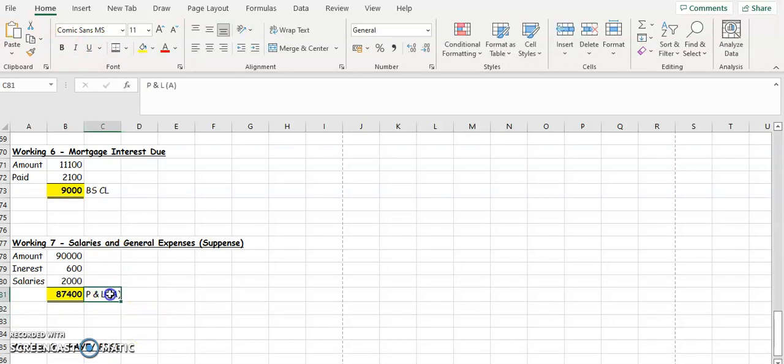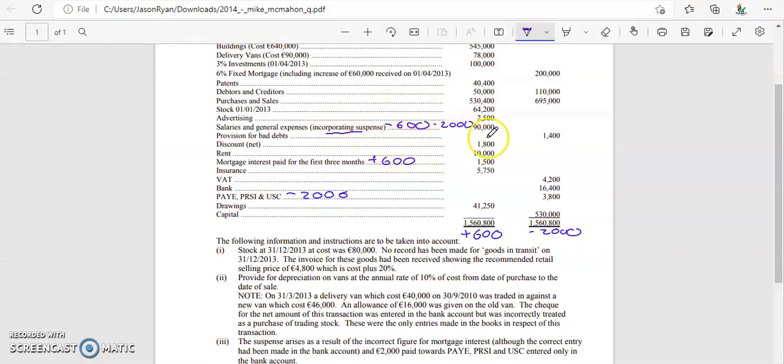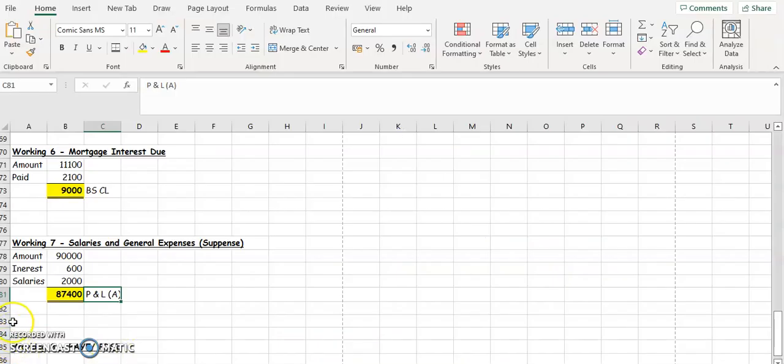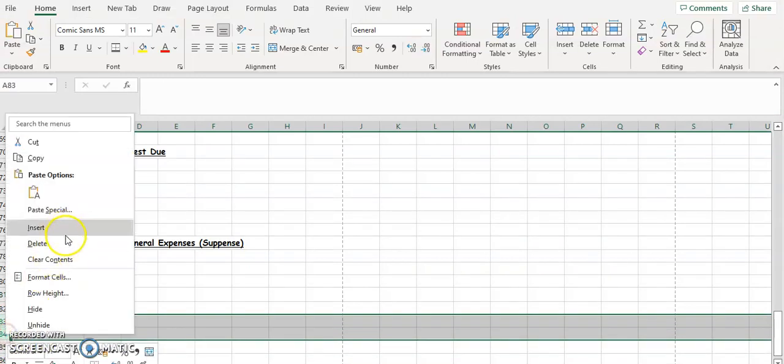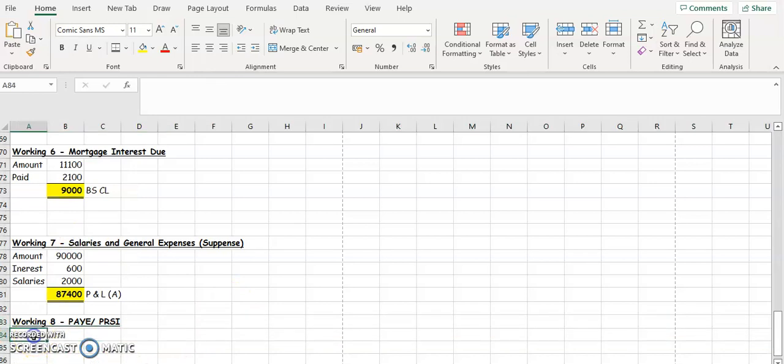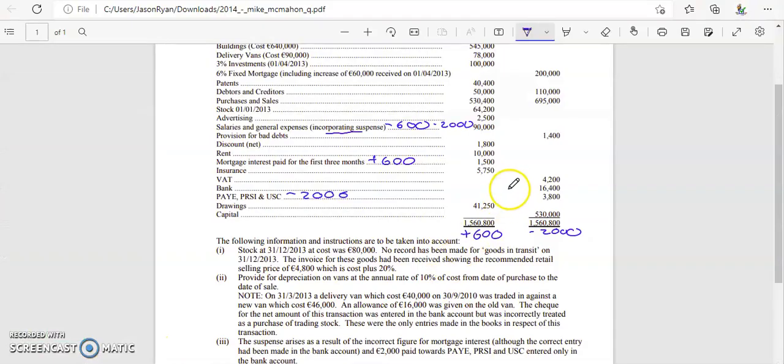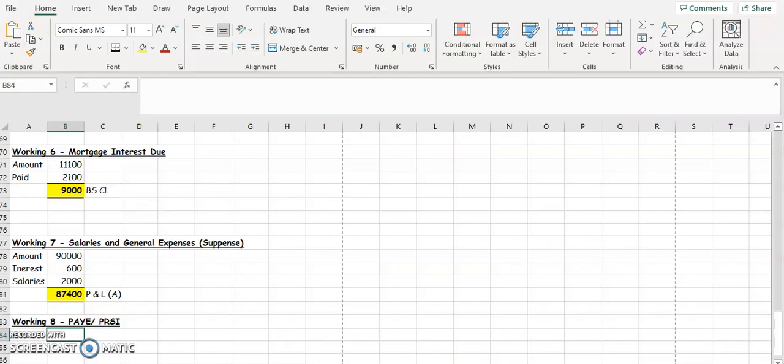Okay, so what I would suggest when you're doing this is that you fill it out on the trial balance, because then that's telling you how we need to do the adjustment. And the last one then is to do our PAYE PRSI. So the amount taken from the question is 3,800.